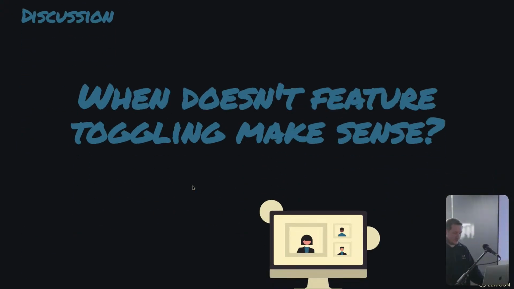All right, first discussion. So I want you guys to have a think about this, maybe turn to the person next to you and talk about it. When doesn't feature toggling make sense? I'm gonna have a quick drink.